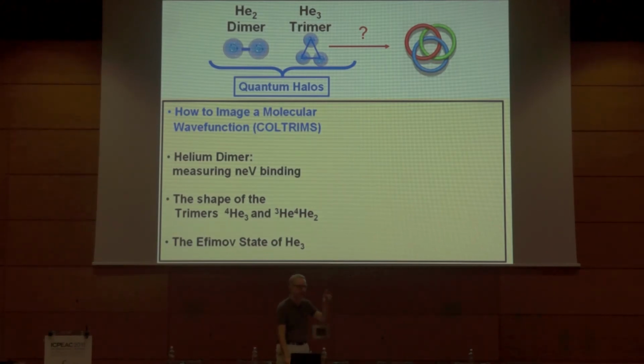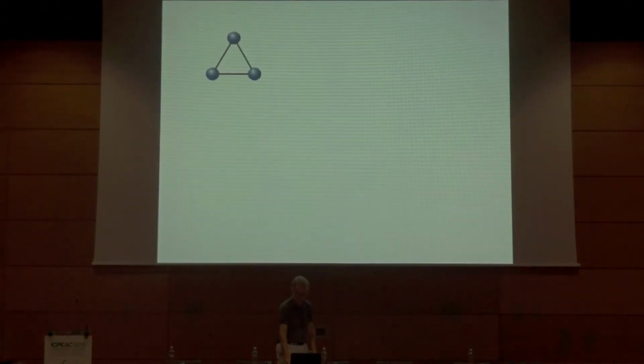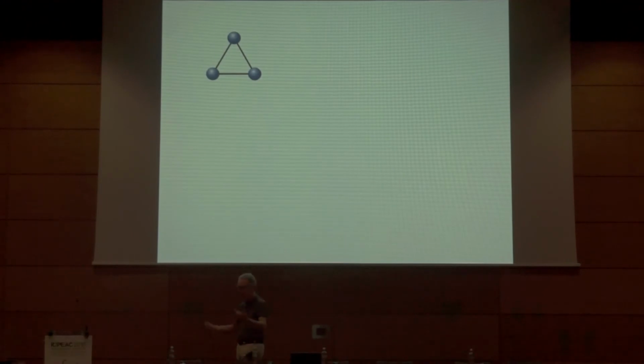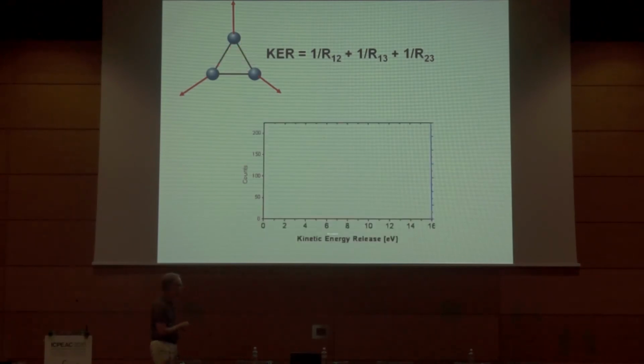What about now adding a third, looking at 3 helium atoms? How do you order 3 particles? You get an equilateral triangle, you explode it, and you can do the same: calculate from the potential energy, which is 1 over the distances, your kinetic energy release, so that's what we measure, that's what we are after. So here I plot this kinetic energy, the sum of the energy of the 3 exploding particles. You can convert it to internuclear distance.